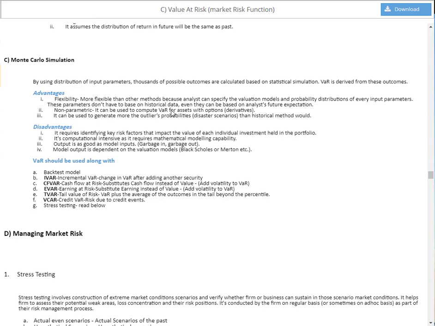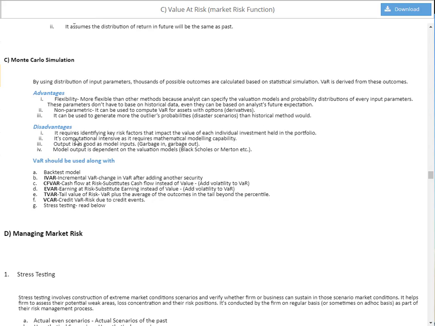Non-parametric, it can be used to compute for assets with options because we don't have a normal distribution assumption. So option returns, even though they are non-normal, can be used in calculating VAR. It can be used to generate more outlier probabilities and disaster scenarios than statistical methods would.